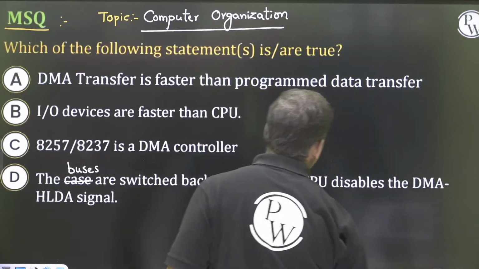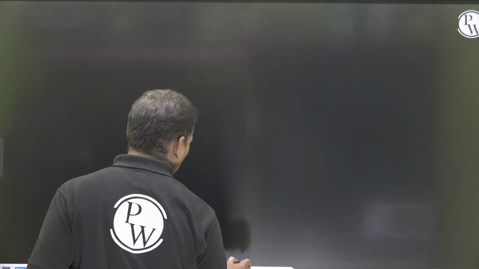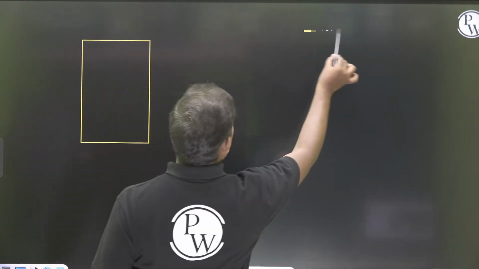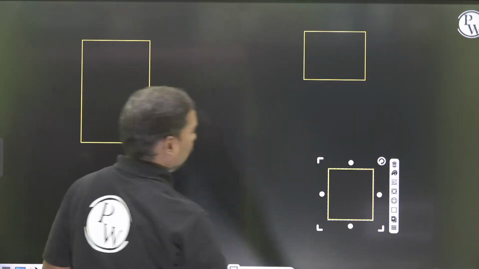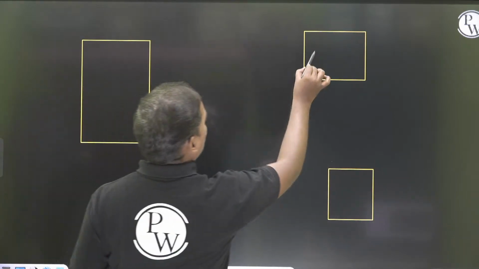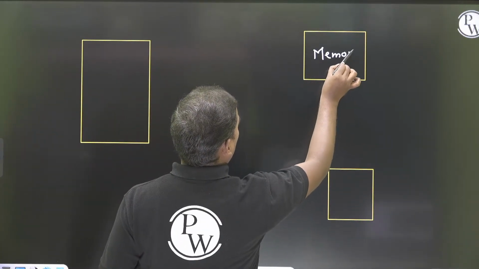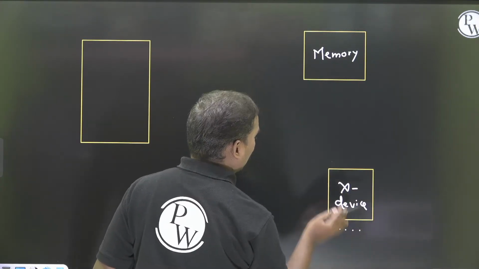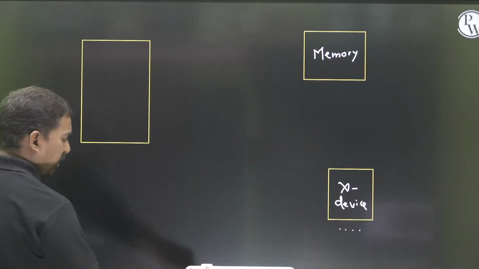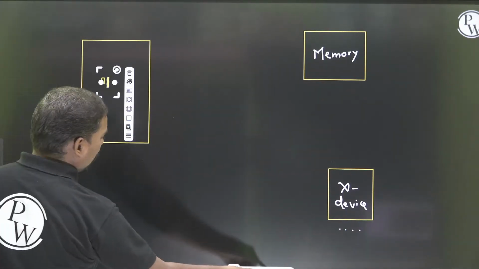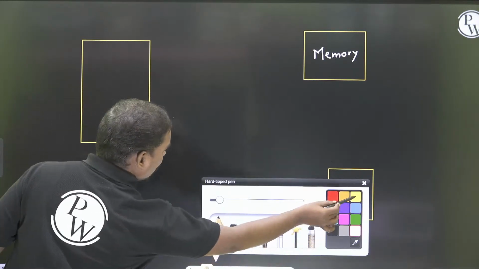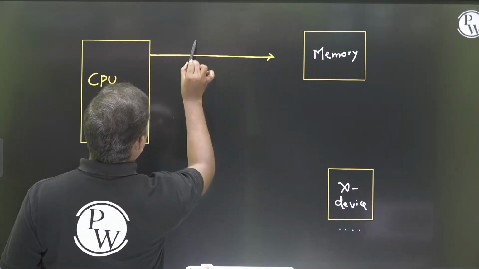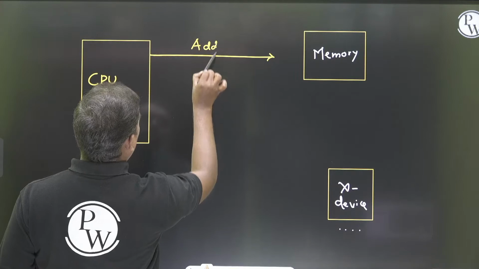So what is the DMA operation, my dear? Listen, all of you. This is our CPU. This is the memory. This is some external device, X device, which has a bunch of data it wants to send to the memory. But to send the data to the memory, what basically do we need? We need the buses. This is the address bus and this is the data bus.